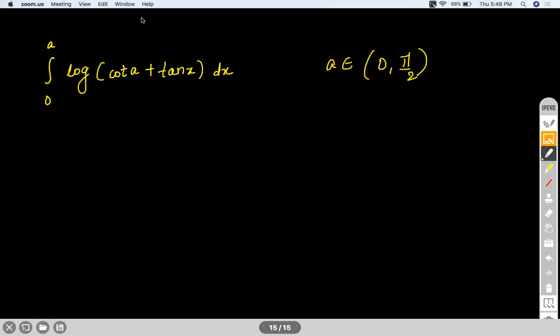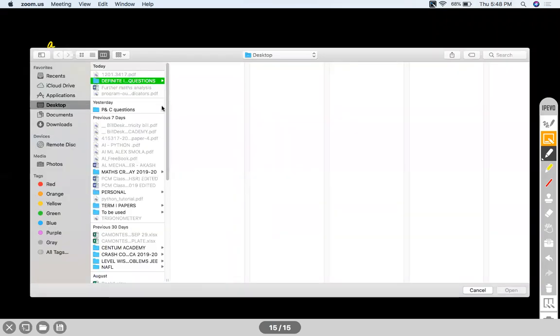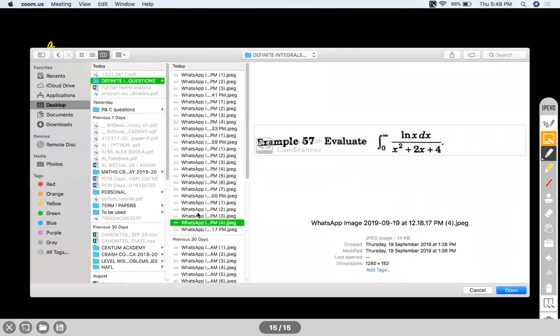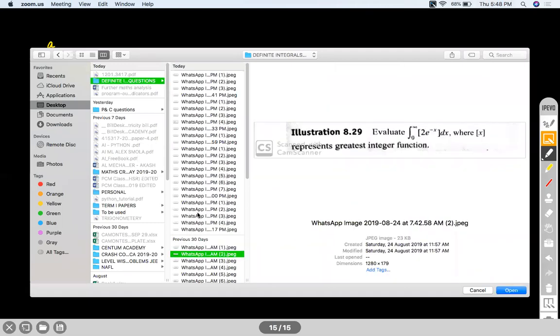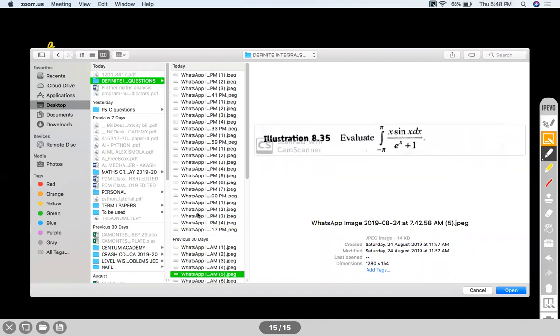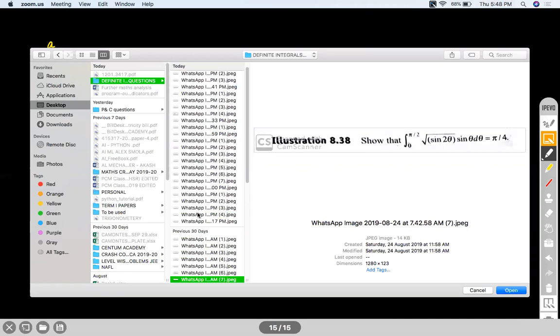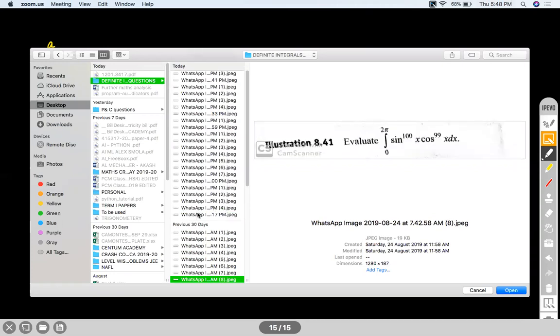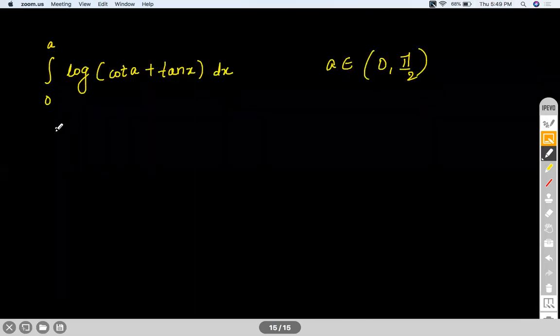Anyone? So 1 second. Can I say the answer? Is it A by 2 log cosec square A? A log cosec A? Yeah, I think it's correct. The answer that the book says is minus A log sine A.